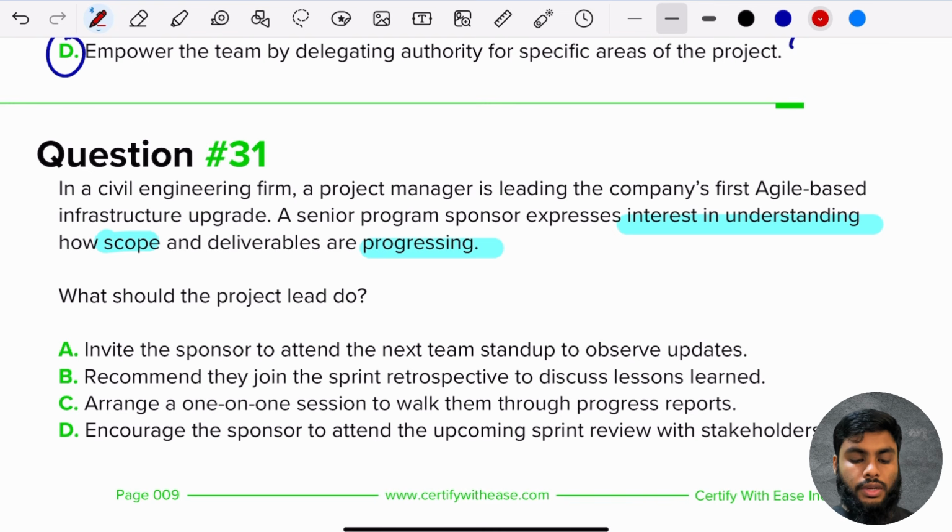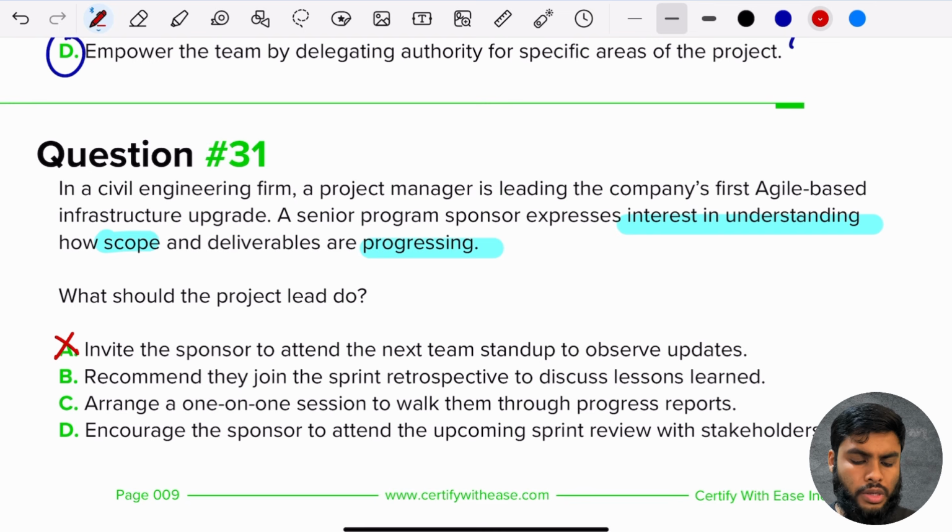Invite the sponsor to attend the next team stand-up to observe updates. No, that's not the right place. Daily stand-up, short, 15 minutes, not enough time. You're not going to really have an understanding of the scope and how things are progressing. Rather, you're going to just know what has happened yesterday, what the team plans on doing today, and if there's any problems the team is facing, right? Recommend they join the sprint retrospective to discuss lessons learned. Okay. All right. Very good.